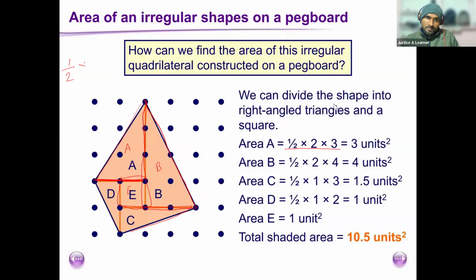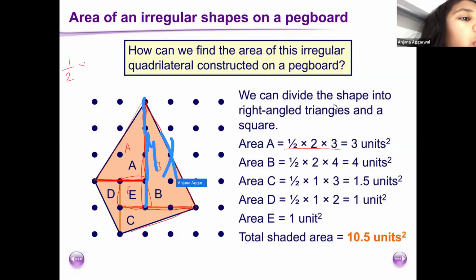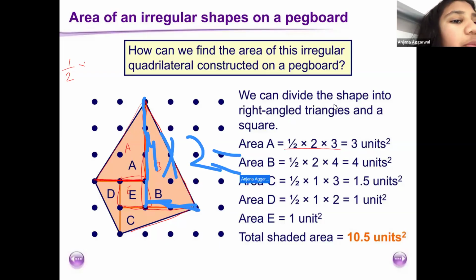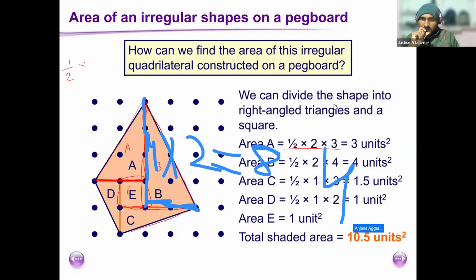1, 2, 3, 4. Yes, correct. And the base, how much did you tell me? Actually, it's wrong. Base 1, 2. 4 times 2 equals 8. It should be 4. Yeah, correct.